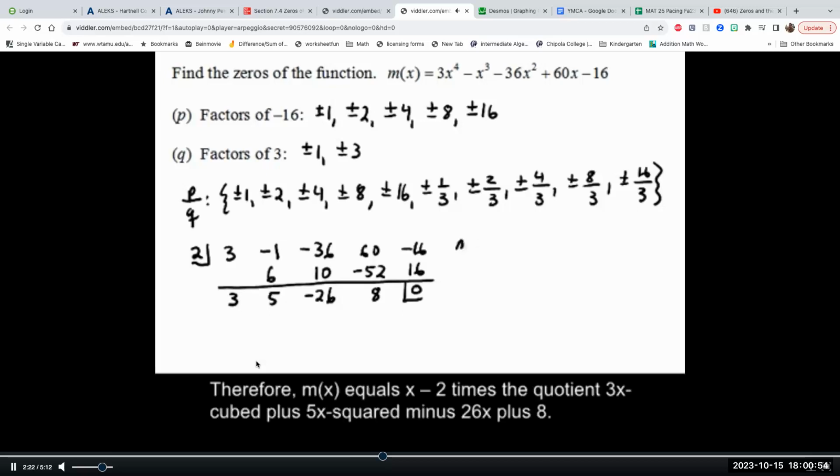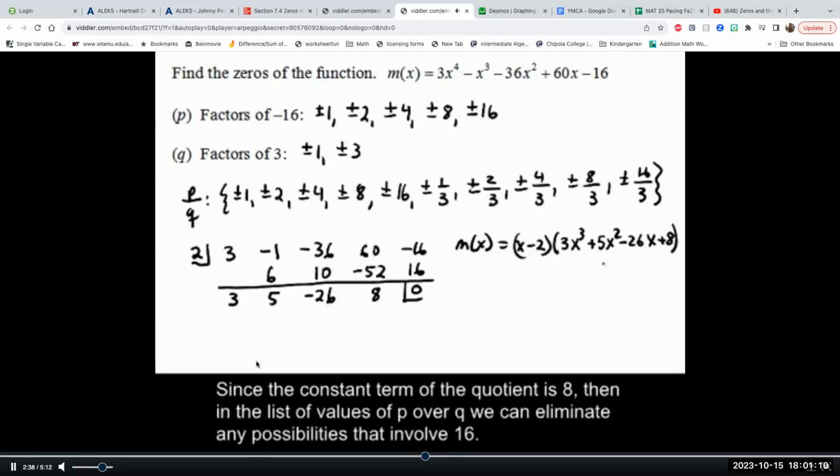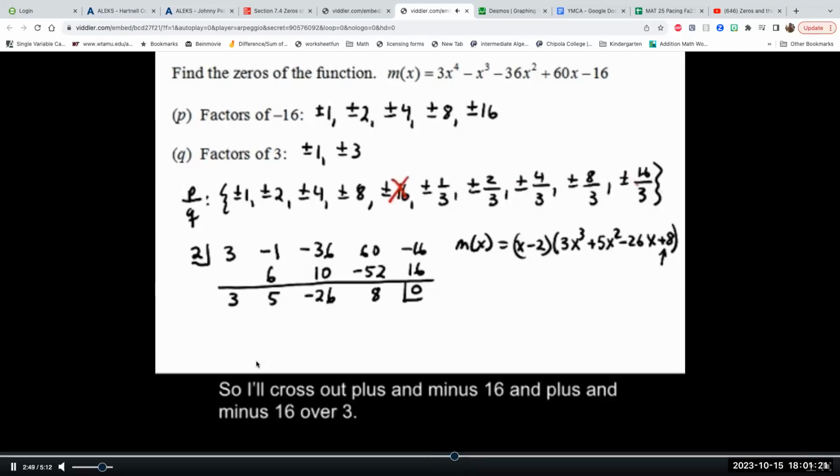Therefore, m of x equals x minus 2 times the quotient 3x cubed plus 5x squared minus 26x plus 8. At this point, we need to factor and find the zeros of the quotient. Since the constant term of the quotient is 8, then in the list of values p over q, we can eliminate any possibilities that involve 16. So I'll cross out plus and minus 16 and plus and minus 16 over 3.